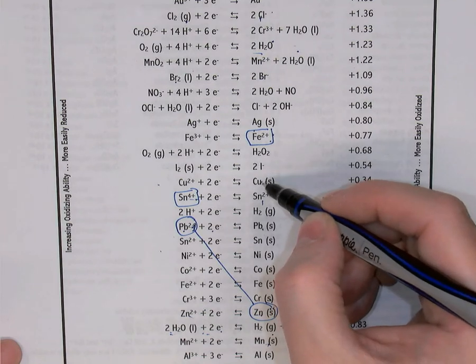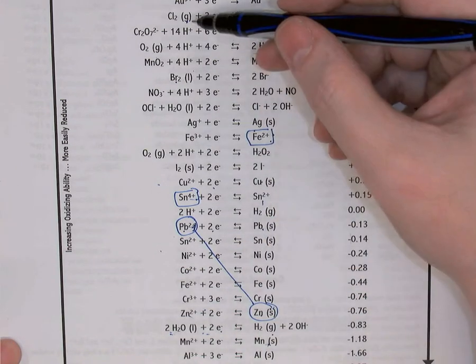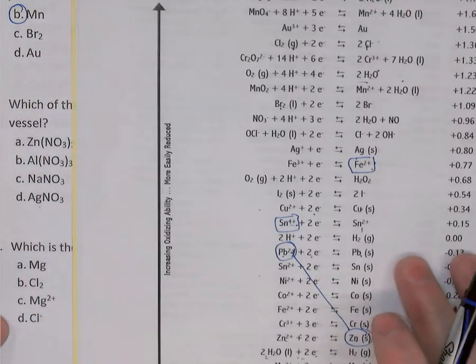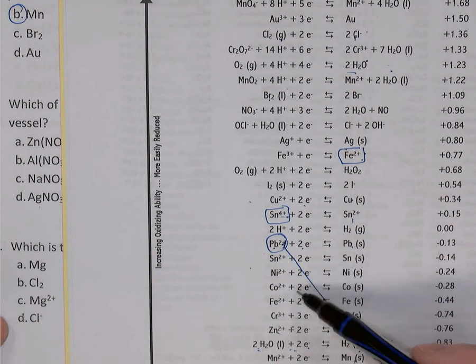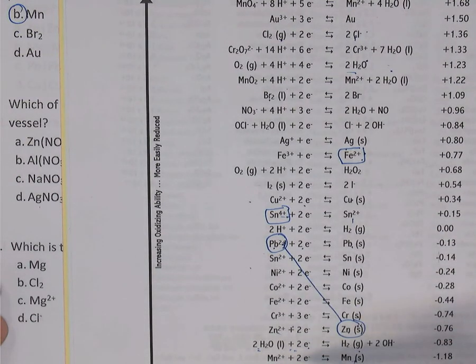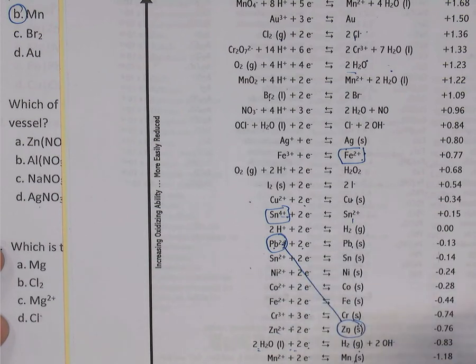So what would react with copper? Anything on the left-hand side and above it. So looking at those choices, the zinc looks like it would be okay. It's on the right-hand side, but below it. The aluminum is also okay. It's on the left-hand side and below it. The sodium is also okay on the left-hand side and below it.